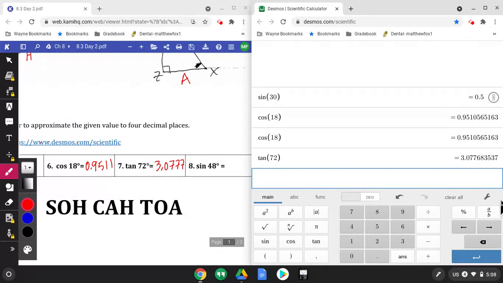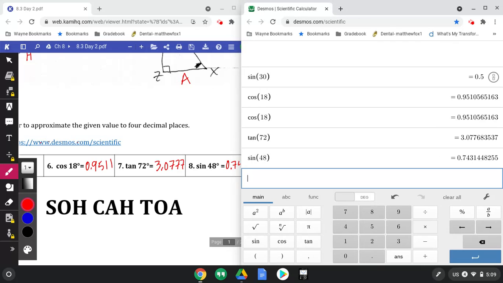It's a 6 right now, but that 8 causes us to round up. And the final one, sine of 48. We hit enter, and we get 0.74431. All right, and we are done.